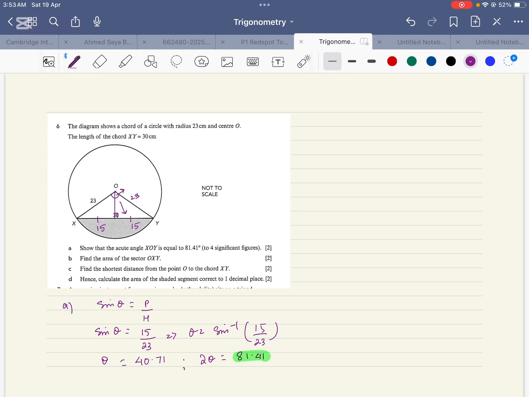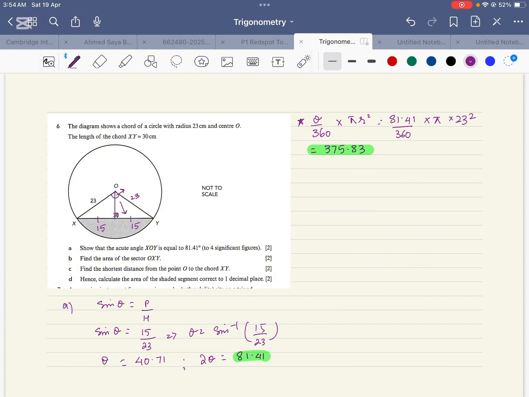Answer of part A. Part B: find the area of sector OXY, which means they are talking about the sector, the complete pizza slice. We simply apply the mensuration formula, theta upon 360 into pi r square. Theta is 81.41 divided by 360, multiplied by pi, multiplied by 23 square. Answer is 375.83.